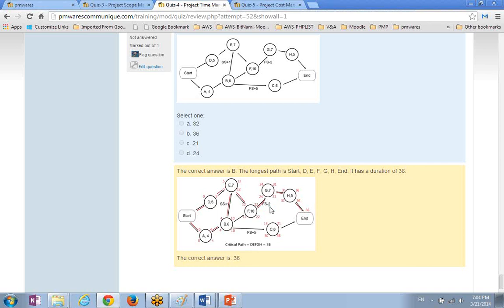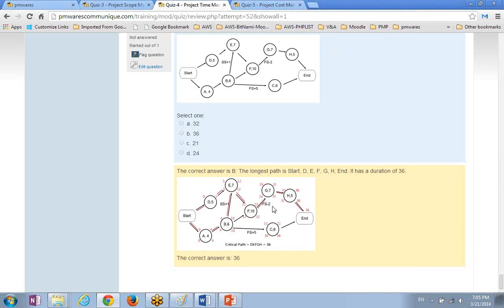No. I think the answer is wrong. You are right. The answer is wrong. It should be 20, not 24. Yes. In that case, the answer is going to be 32. Absolutely. Okay, great. That's all I had, because I wasted a lot of time yesterday.